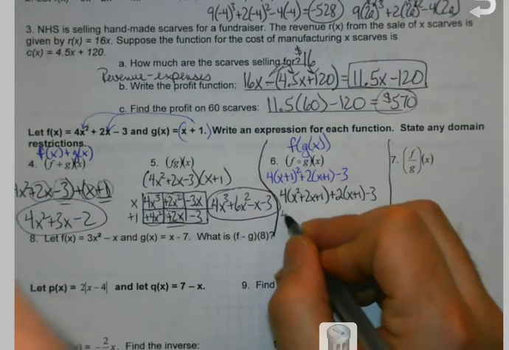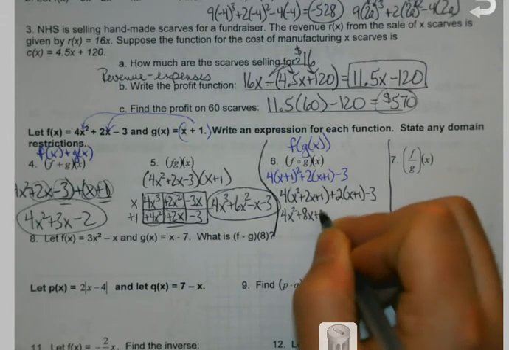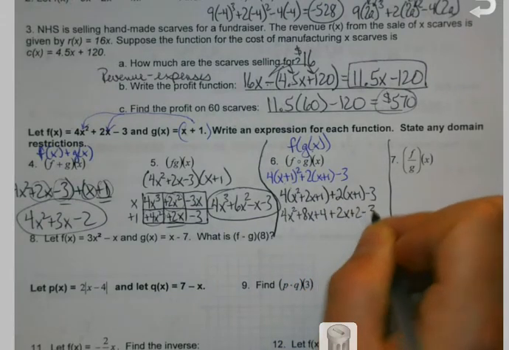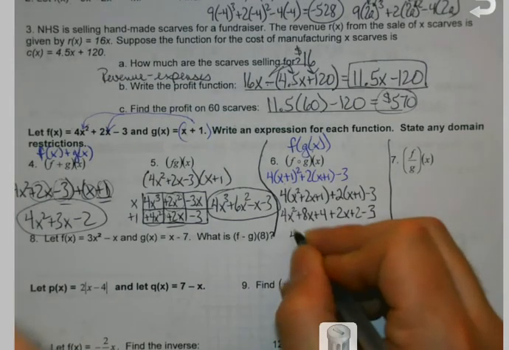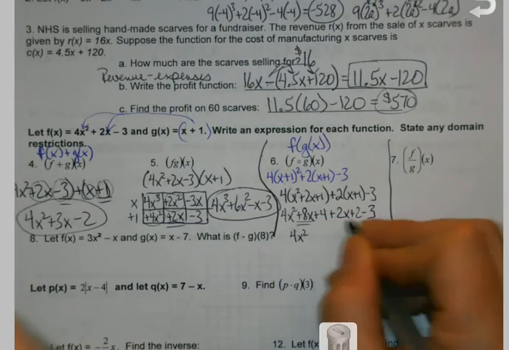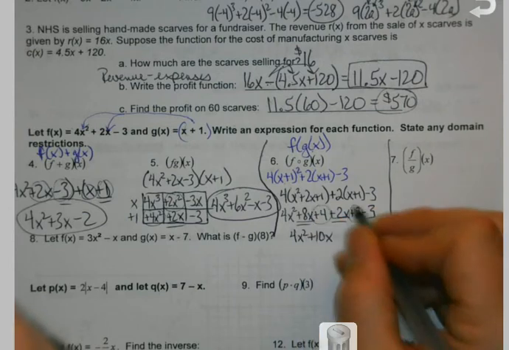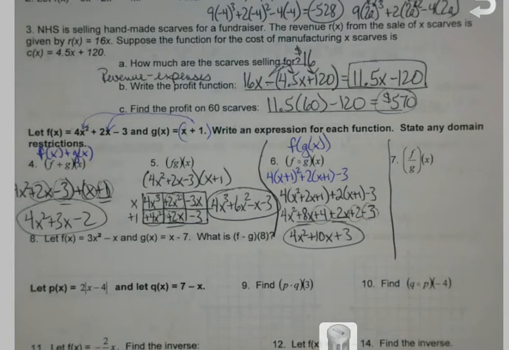Distribute my 4 through. And it's worth the time to take your time and not try to do multiple steps at once. That's where you make the silly errors and lose lots of half points. And now I can finally put together my like terms, and I'm ready to roll.